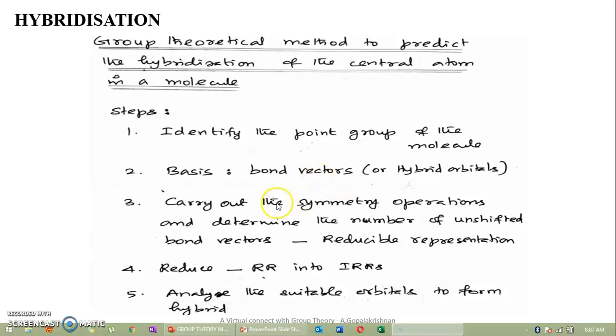Then carry out the symmetry operations and determine the number of unshifted bond vectors. That gives you the reducible representation. Then reduce the reducible representation into irreducible representations. Then using these irreducible representations, you analyze and find out the suitable orbitals to form the hybrid. Are you able to follow? Now we'll see some examples so that we get some clarity in identifying the hybridization of the molecule.